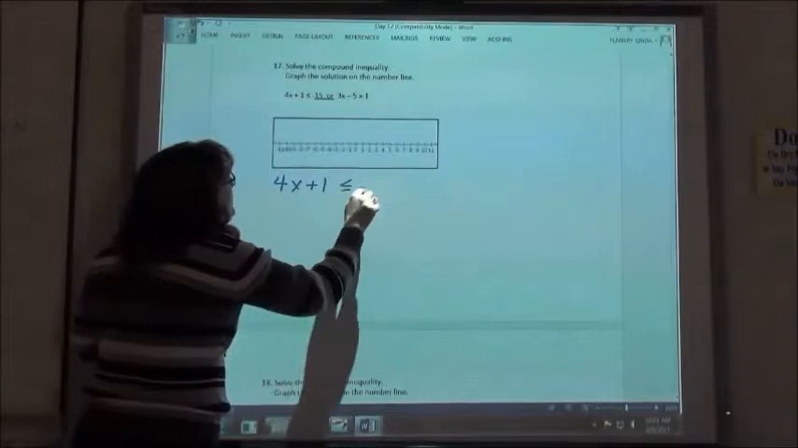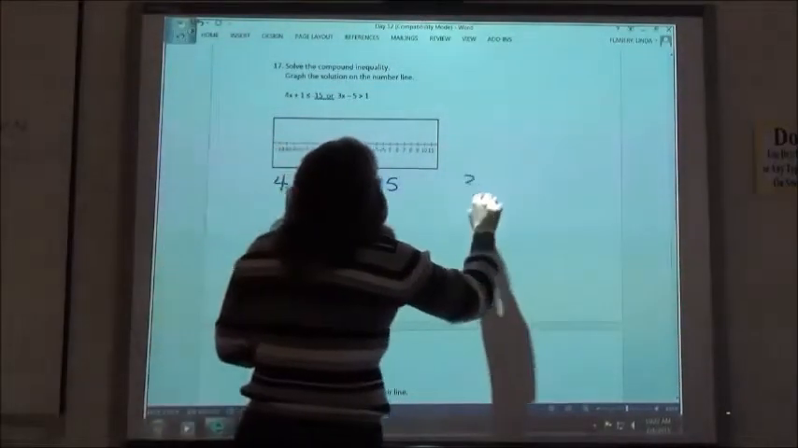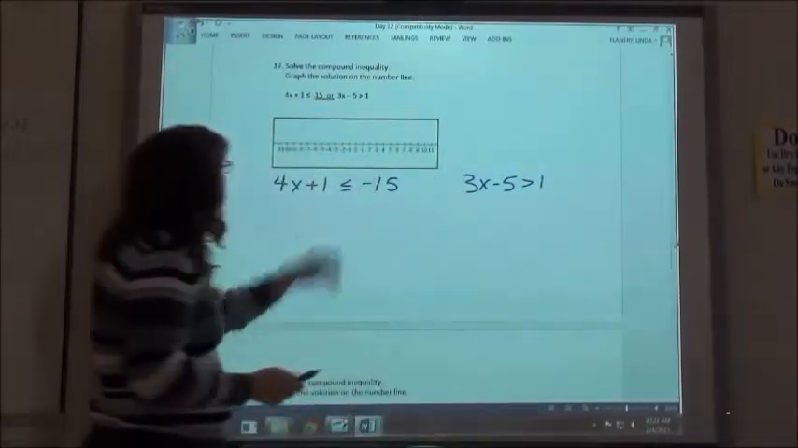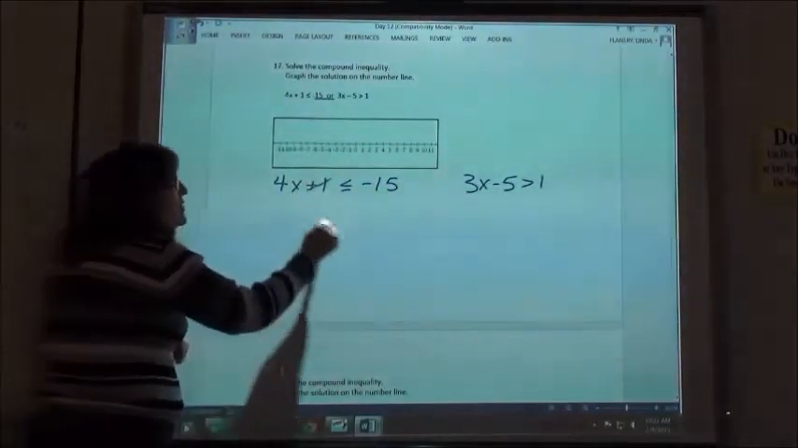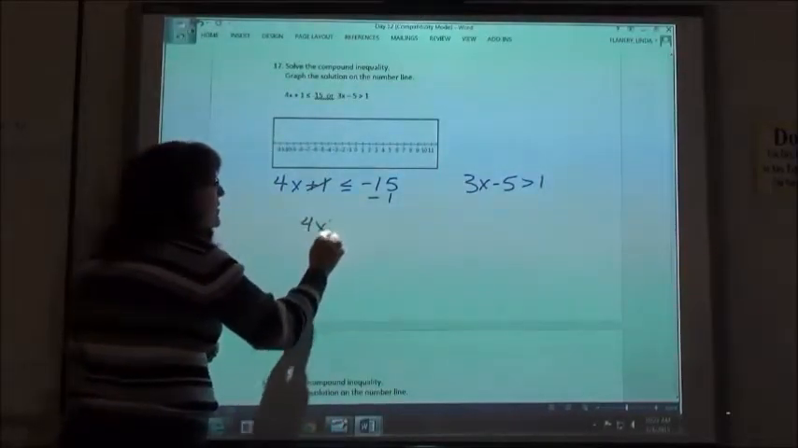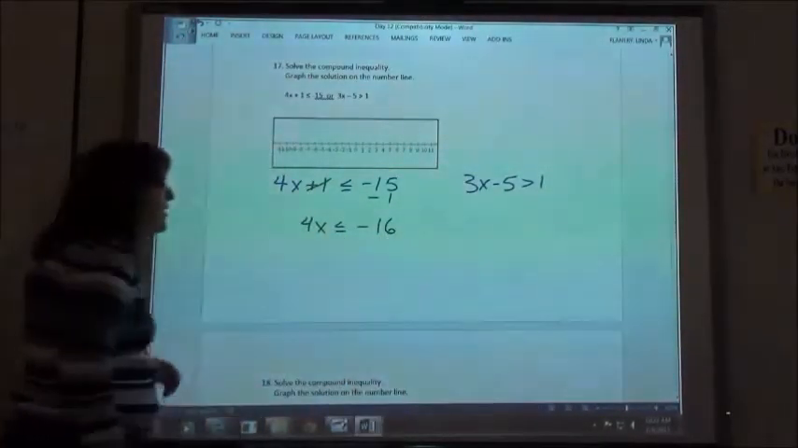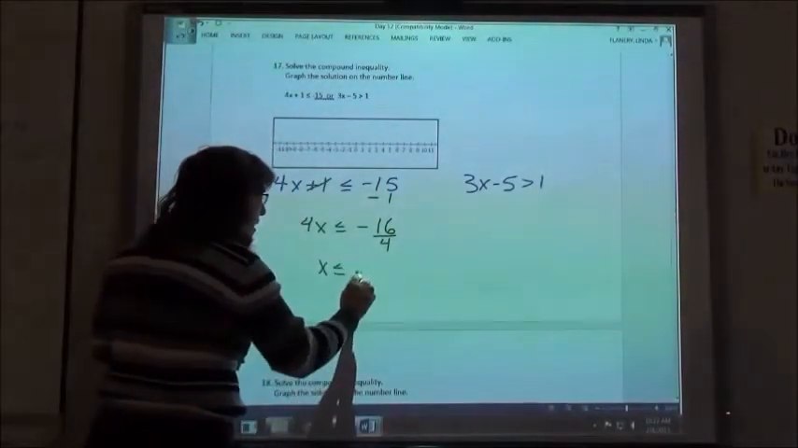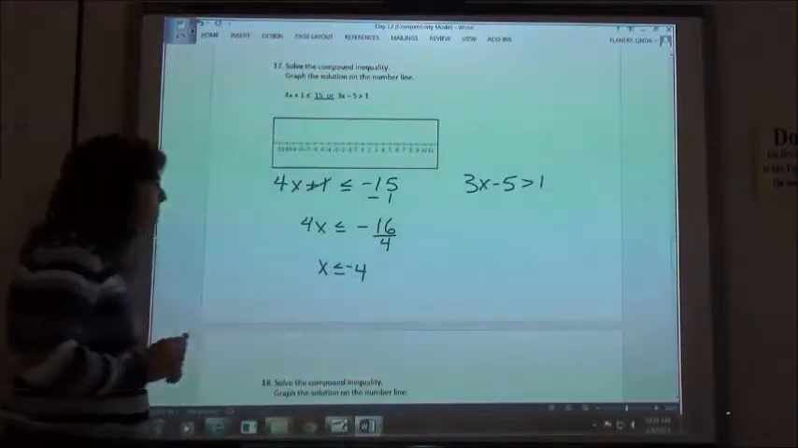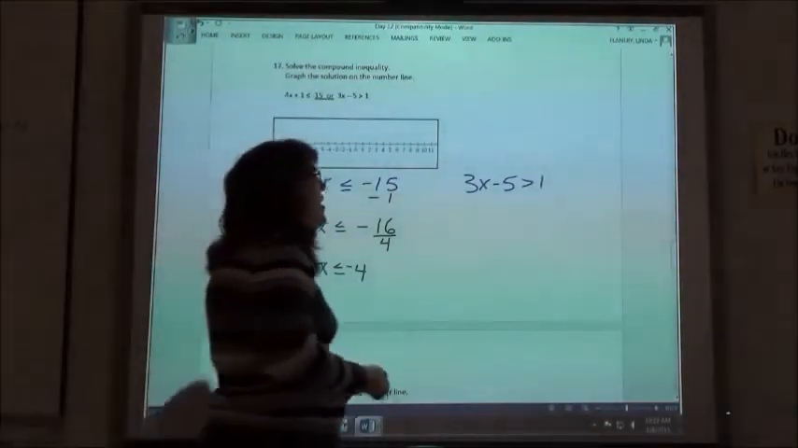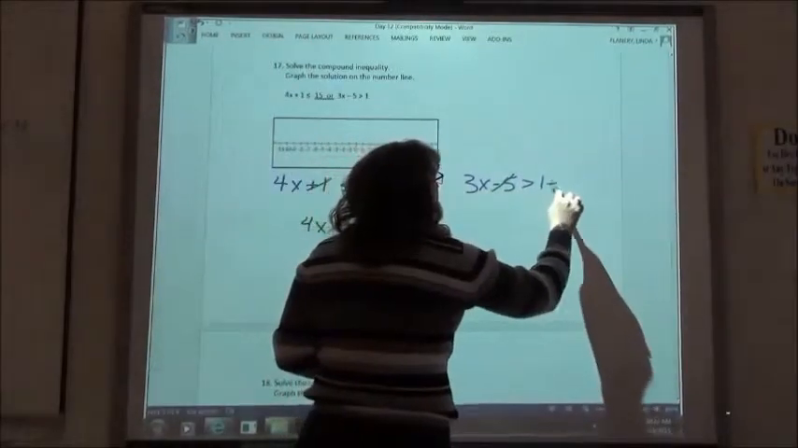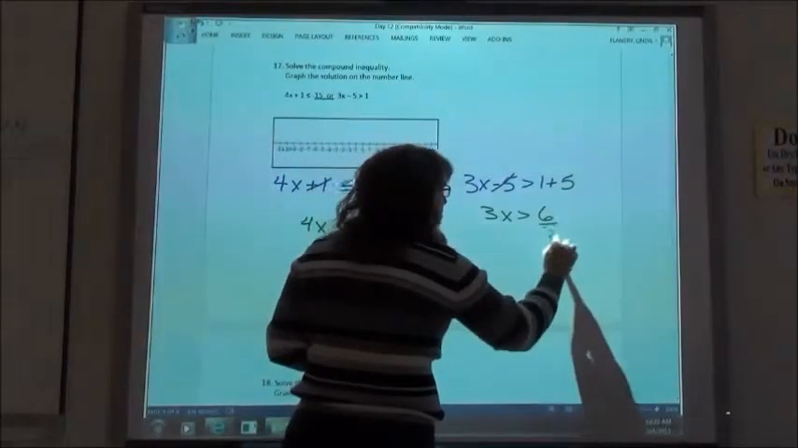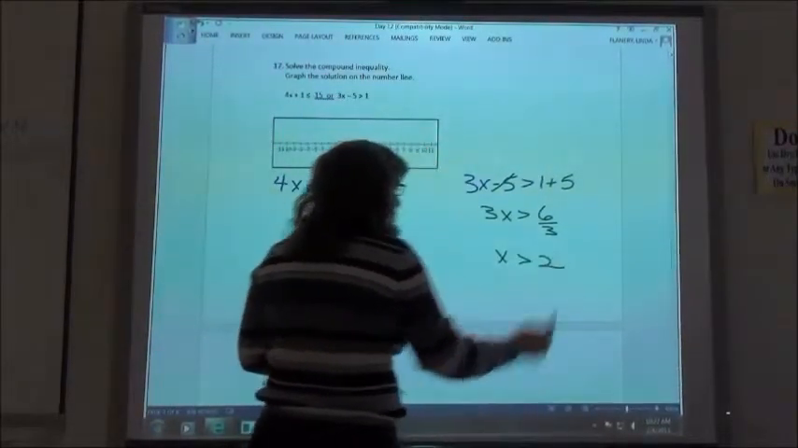4x plus 1 is less than or equal to negative 15. 3x minus 5 is greater than 1. I'm just going to solve my first one. Starting out, I've got to minus my 1. 4x is less than or equal to negative 16. And then, of course, divide by my 4. X is less than or equal to negative 4. Then I'm going to solve my other one. Got to move my 5, so I'm going to add the 5. 3x is greater than 6. Divide by my 3. X is greater than 2.